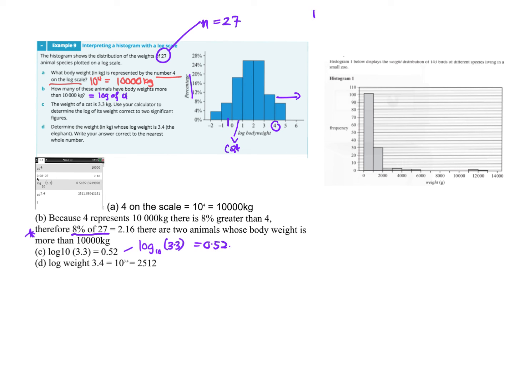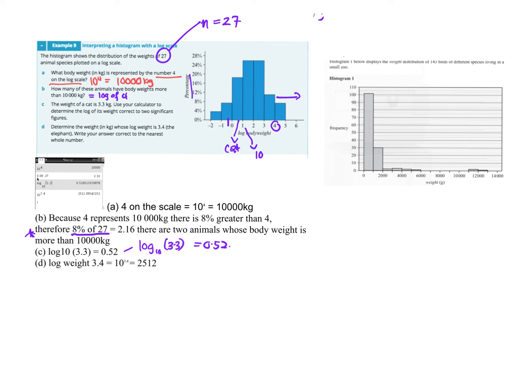What's 10 to the power of 1? What can you tell me about 10 to the power of 1? It's 10, isn't it? So this number here is 10. So you know the cat would be less than 10 kilograms. If we had a cat that's more than 10 kilograms, we'd be in trouble.